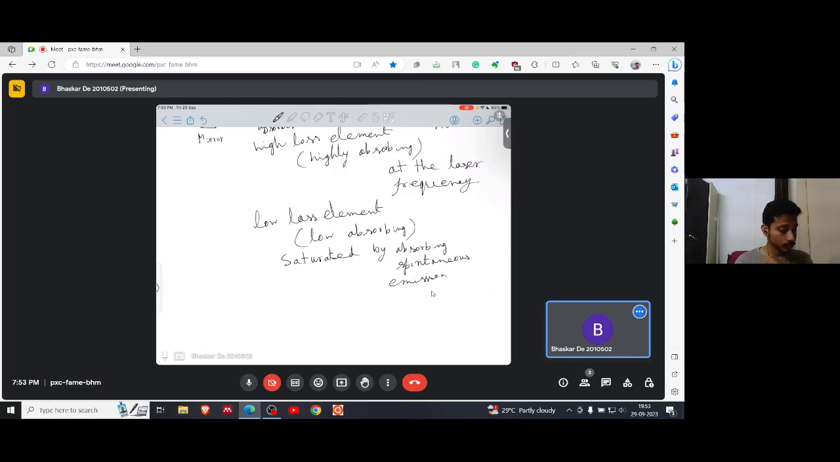So now this will create a low loss cavity, and at that time the beam will begin to traverse back and forth and begin to build up within the cavity.